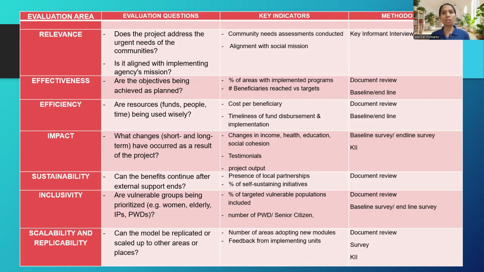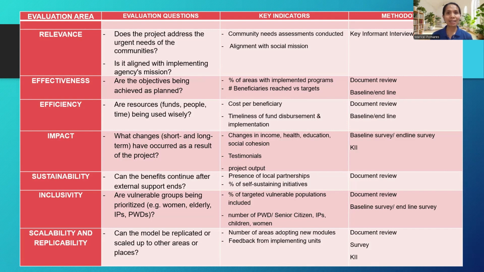The methodology is through document review. It's very important to document every activity in social mobilization so that we will know how it will really continue even if the program has ended.